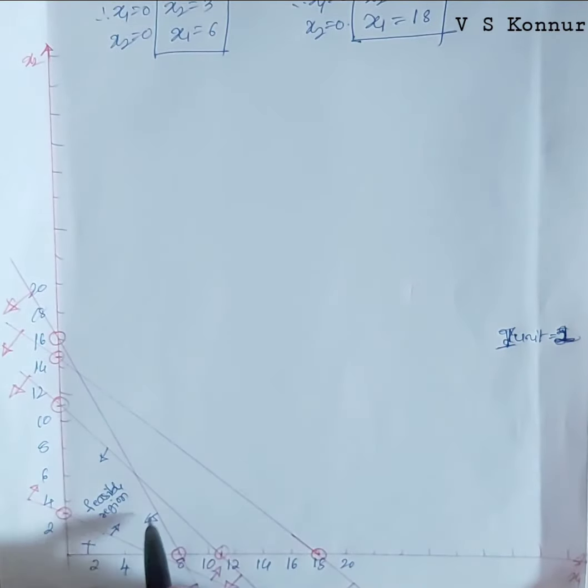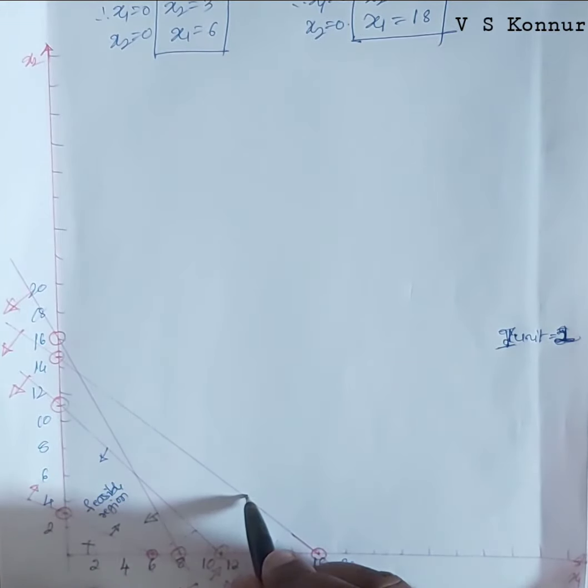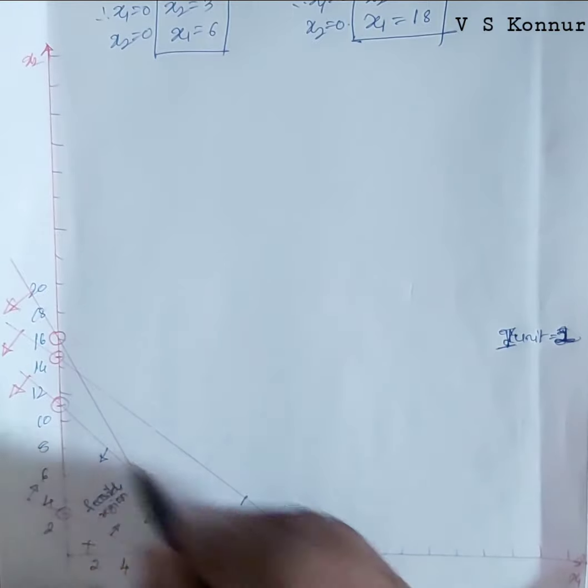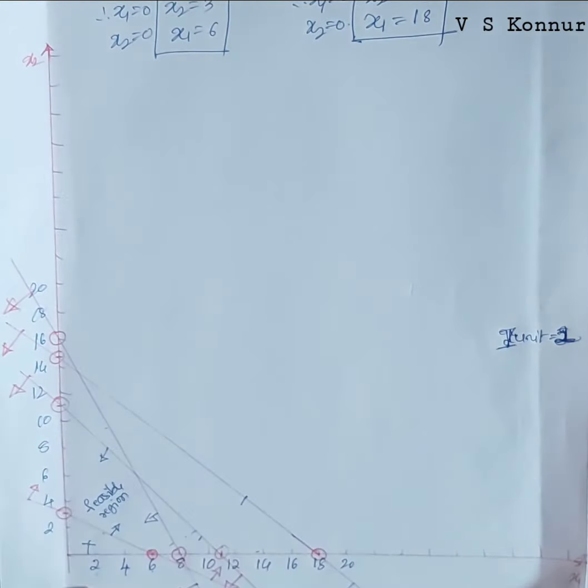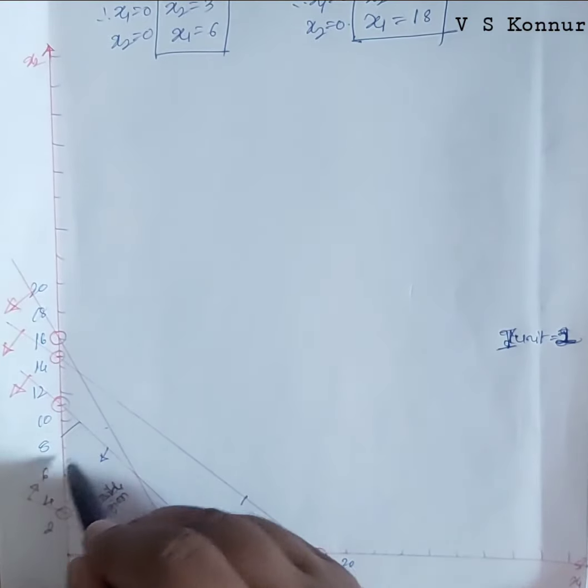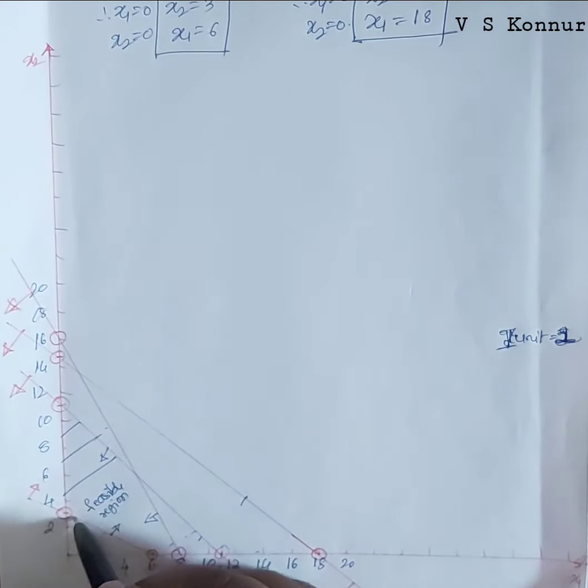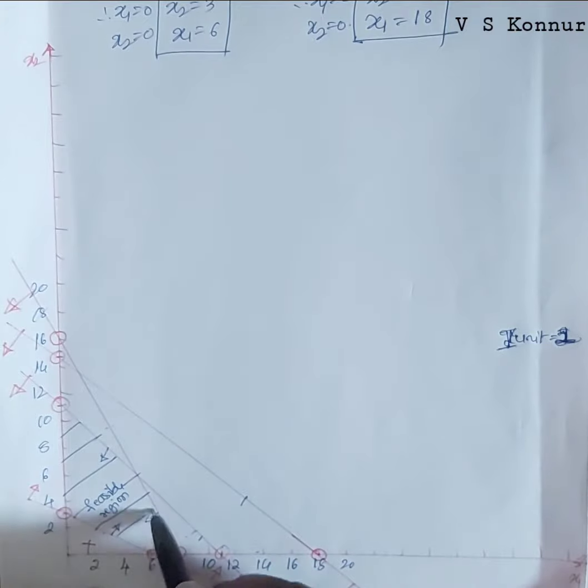All the lines are marking towards the region. You can check this region. This is inside, this is inside. This is away from the origin, this is away from the origin. So you will not get any other region than this. So this will be considered as the feasible region.